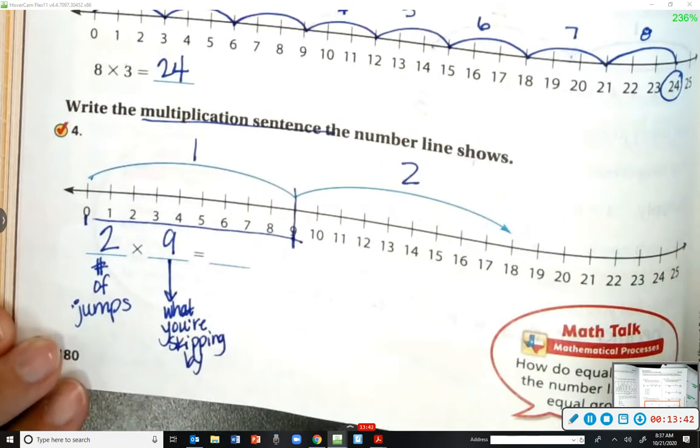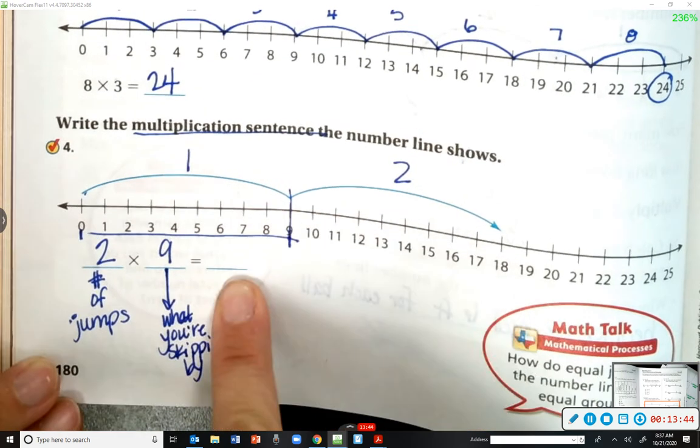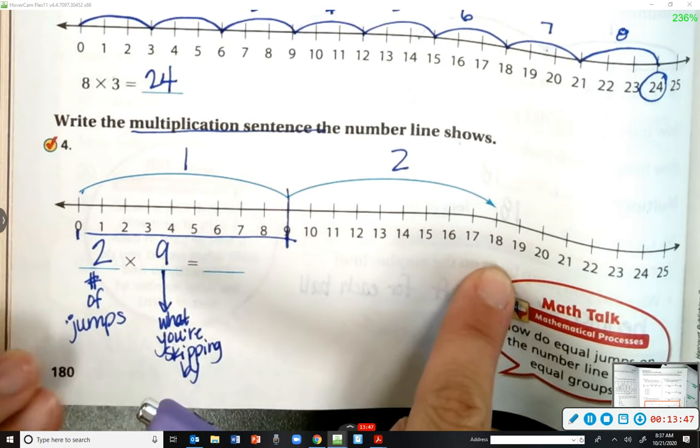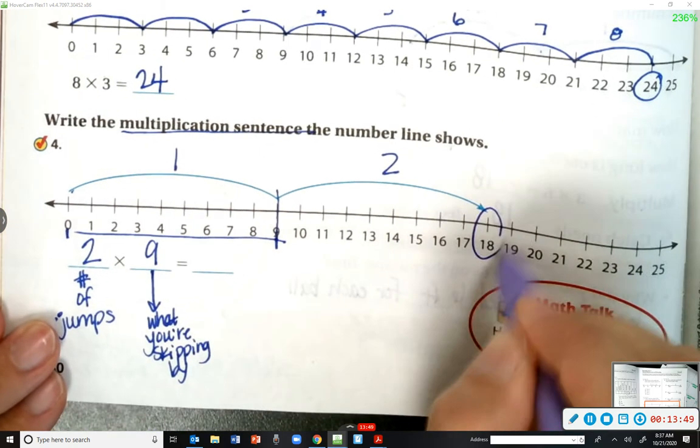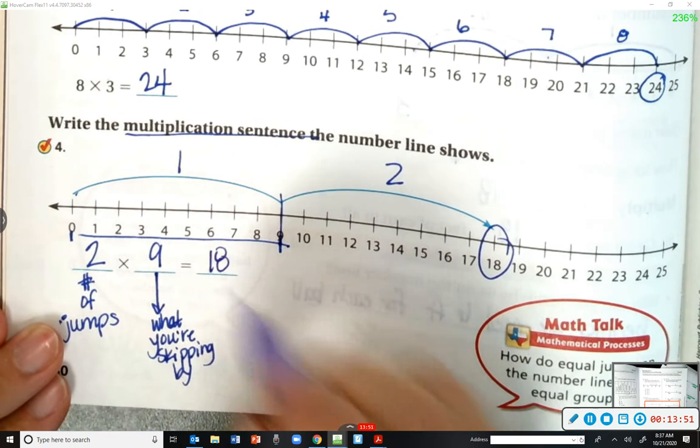And then obviously your answer is where you land, or where you stop on the number line. It's 18. So 18 is your product. Okay?